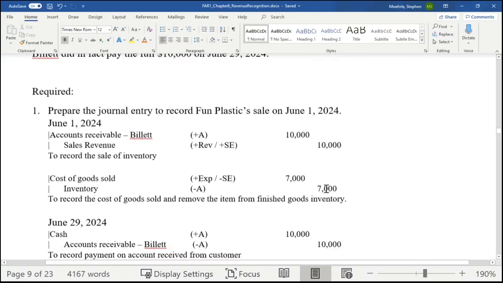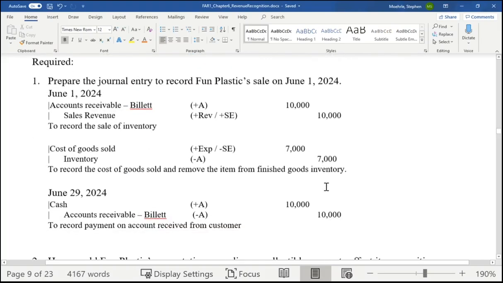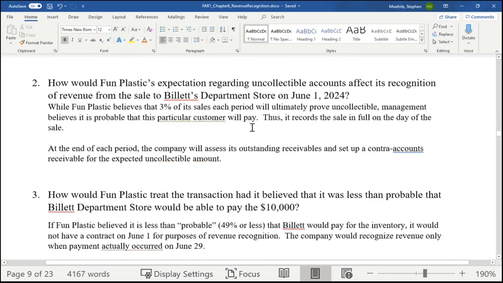Okay, so here's the accounting for that. We record the receivable for the entire $10,000 and record the revenue. Of course, transfer the inventory out, and then when payment is made, we write off the receivable. Now let's ask a couple questions.